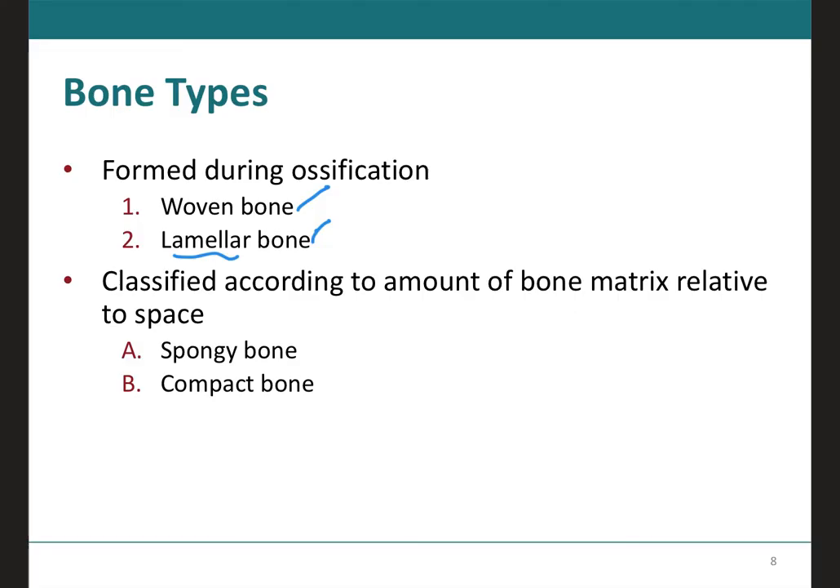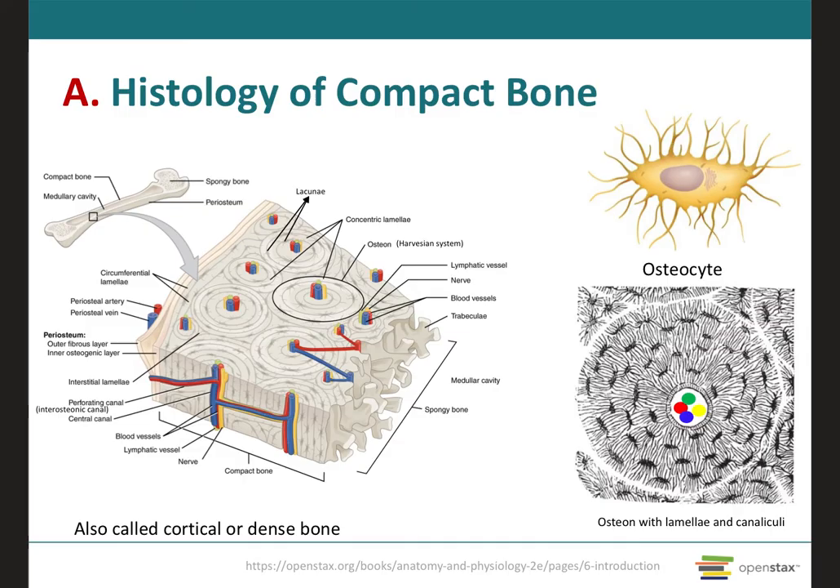Whether bone is of the woven, weak type or the lamellar, more mature type, it can be further classified into spongy or compact bone. And this second classification takes place according to the amount of bone matrix relative to the amount of space within the bone. We will focus more on spongy and compact bones instead of woven and lamellar bones on the next couple of slides. There are two main types of bone, the compact bone as seen here and the spongy bone, which we will cover in the next slide.